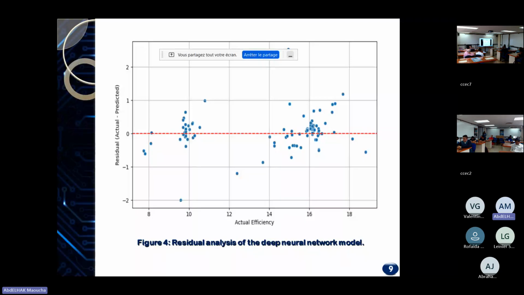Furthermore, the model achieved a mean absolute error of 0.31162 and a root mean squared error of 0.5286, both of which confirm the model's high accuracy and generalization ability in predicting device efficiency.